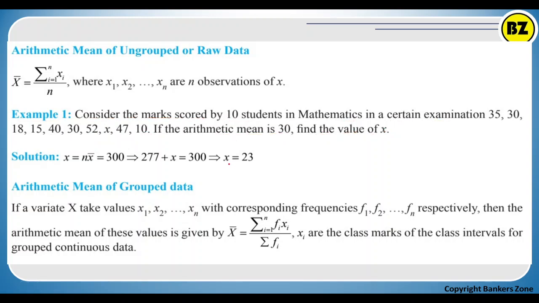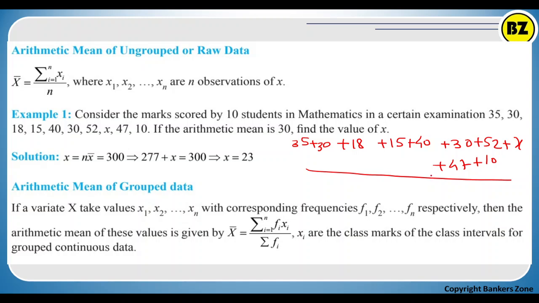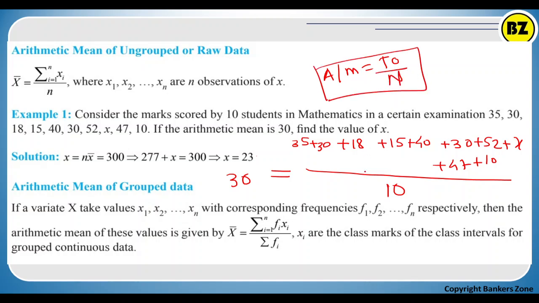Very easy. See how to calculate. We have marks like 35 plus 30 plus 18, after that 50 plus 40 plus 30 plus 52 plus x plus 47 plus 10, divided by how many numbers there are? Total 10 students are there. And what is the average? Average is nothing but the mean, they have given 30. The mean is nothing but the total divided by the number of elements. Very simple. So simply solve.